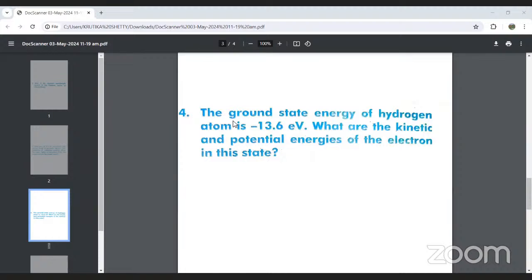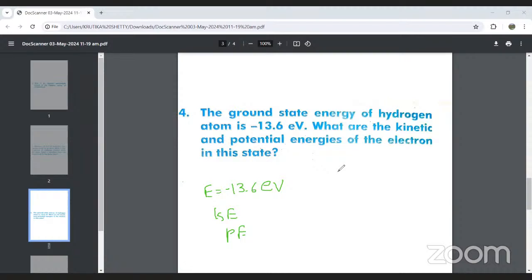Yes, the next question, students. The ground state energy of hydrogen atom is minus 13.6 electron volt. What are the kinetic energy and potential energies of the electron in this state? So you know the relation between kinetic energy, potential energy, and total energy. Here the ground state energy of hydrogen atom is given as minus 13.6 electron volt. What is the kinetic energy and the potential energy of this electron?